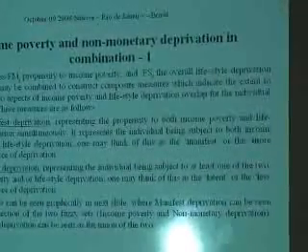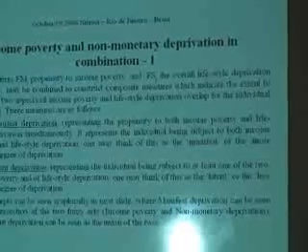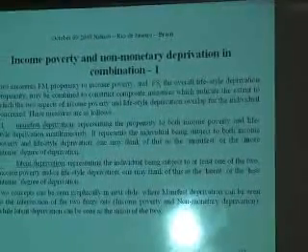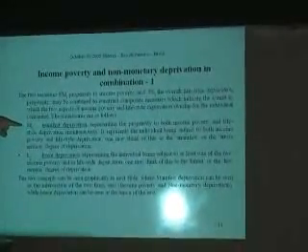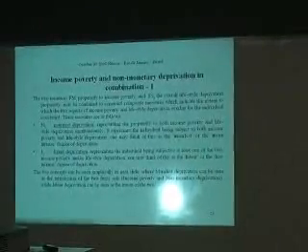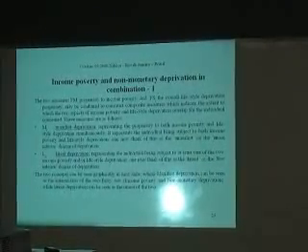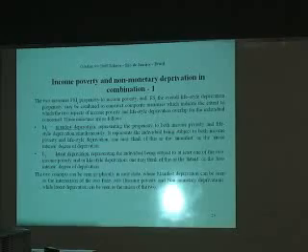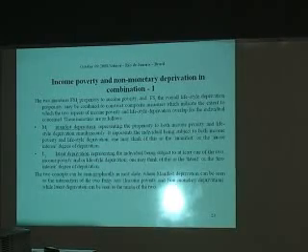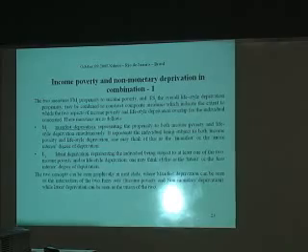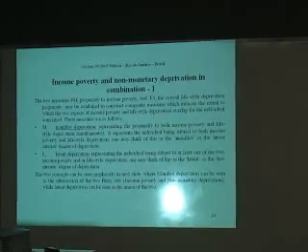So let's consider how we can implement these ideas very quickly. When we have only 2 dimensions, so monetary and non-monetary, we can define the manifest deprivation index and the latent deprivation index. The manifest is the intersection, so the minimum of the 2 values. And the latent is representing the individual being subject to at least one of the 2, so it is the union, so the maximum of the 2.